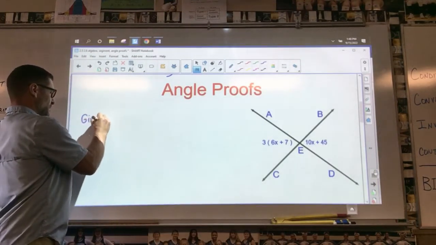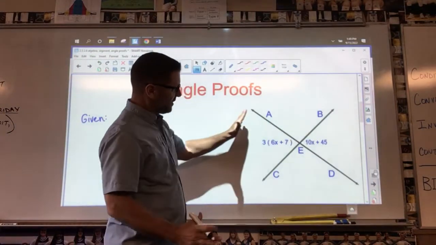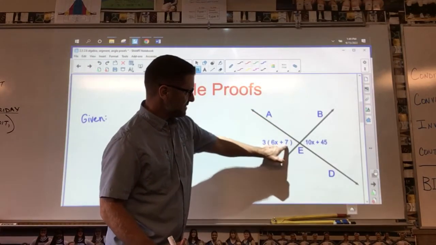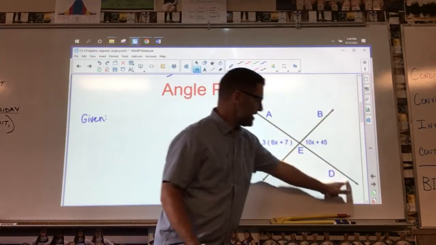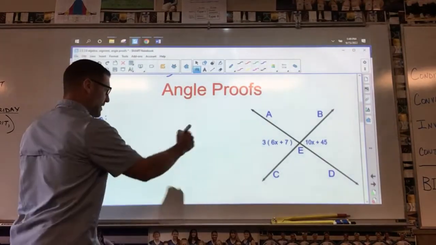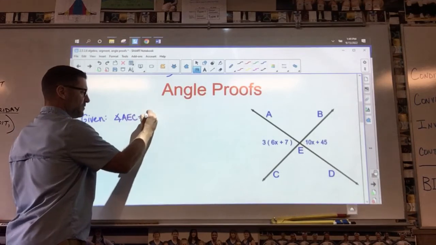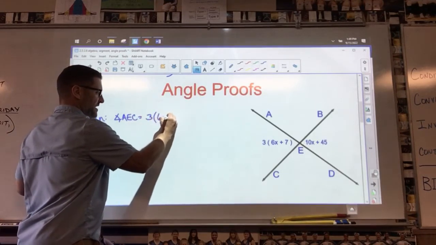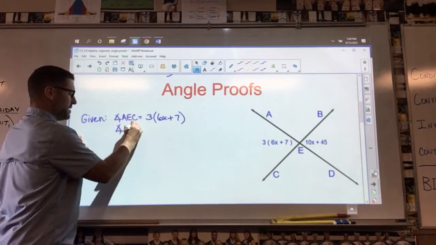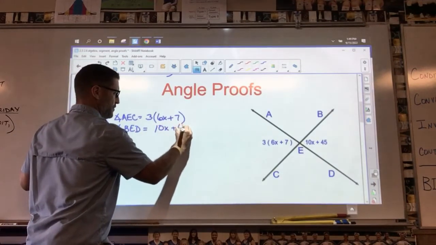Given. Well, obviously I'm given the picture. What's specifically off the picture that I'm given is this angle right here is 3 times (6x plus 7), and this angle right here is 10x plus 45. So my given, I'm going to write those things. Angle AEC is equal to 3 times (6x plus 7). The other one, angle BED is equal to 10x plus 45.